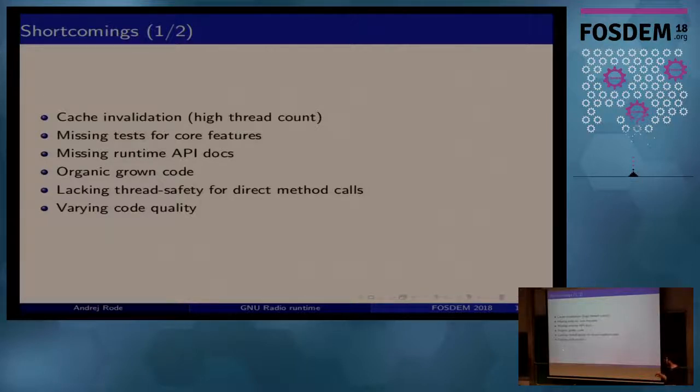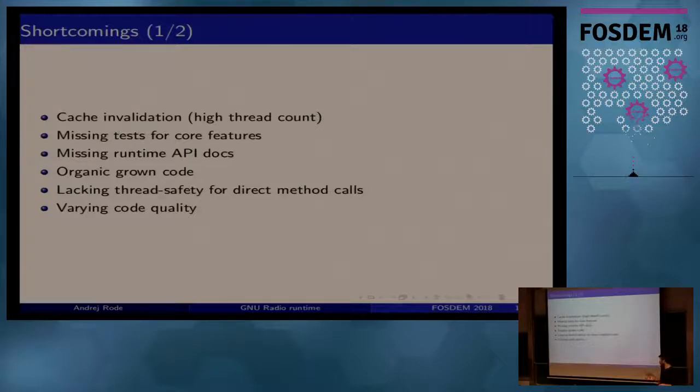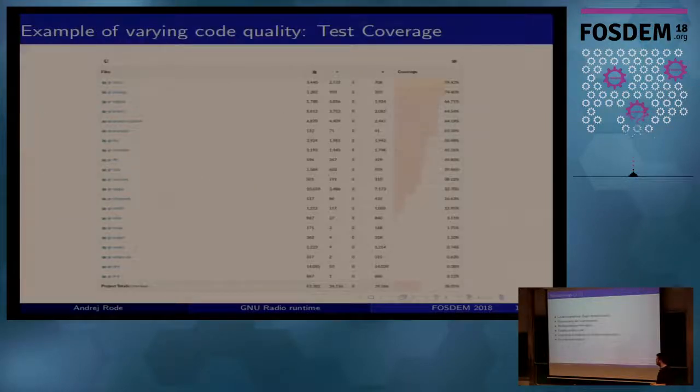So we also have a lot of lacking thread safety for direct method calls. So if you have your flow graph in Python, you can actually call into blocks and trigger and call functions, but most of them are not really thread safe, and we have no real means to protect that right now. And also, we have a lot of varying code quality, so a lot of contributors over the years contributed different parts, so that's also quite natural.